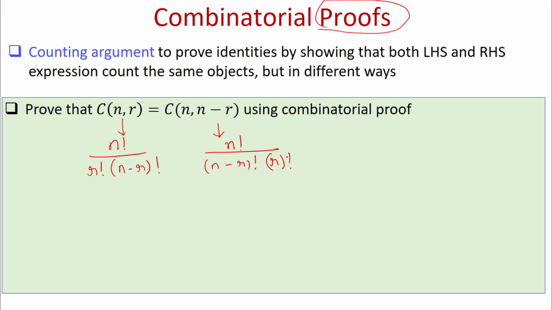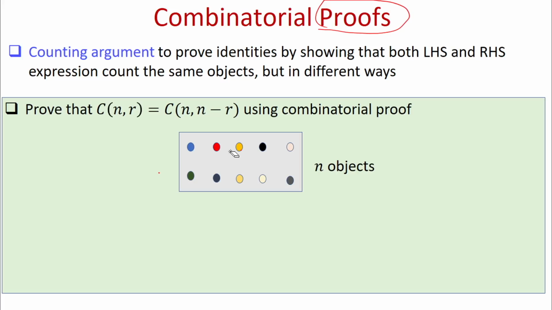In general, when we are giving a combinatorial proof for proving LHS and RHS are the same, we do not expand or simplify the expressions in the left-hand side and right-hand side. If you do that, that's not a combinatorial proof. You will get 0 marks if you are asked to prove something by combinatorial proof and you end up simplifying expressions. The way we are going to prove this equality using combinatorial proof is the following.